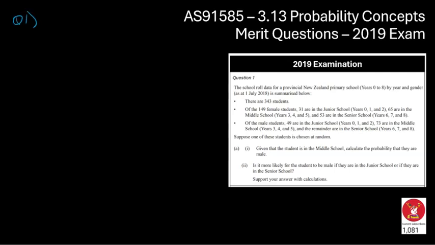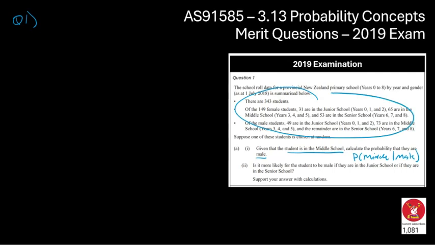Question number 1, and this question was a bit weird because you needed both parts to get the merit mark. So even though it's merit, the first part's actually quite easy. We've got a whole bunch of data. Given that the student is in middle school, calculate the probability that they were male. For that part, we need to find the probability that they are in middle school given they are male. That's what we're aiming to calculate here.